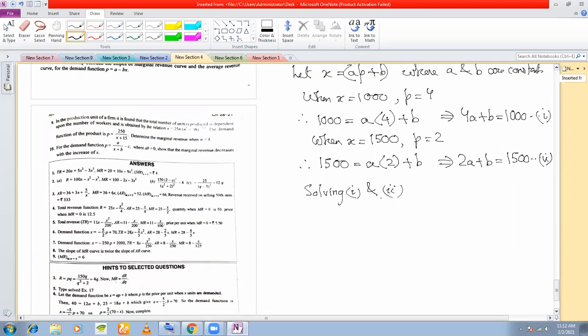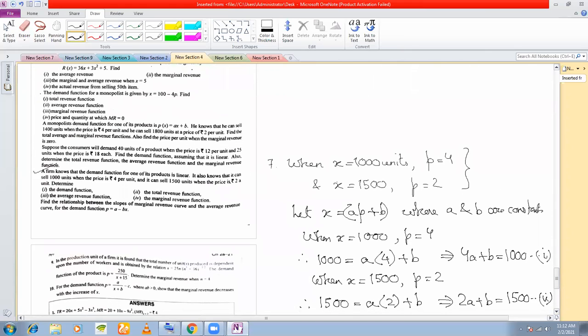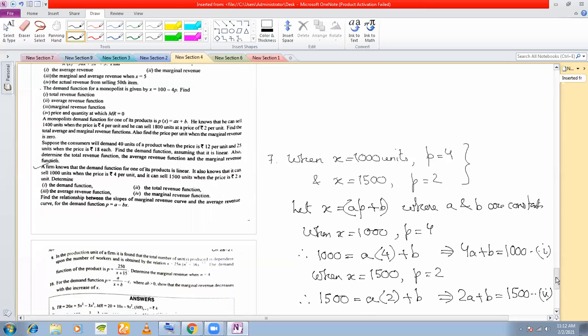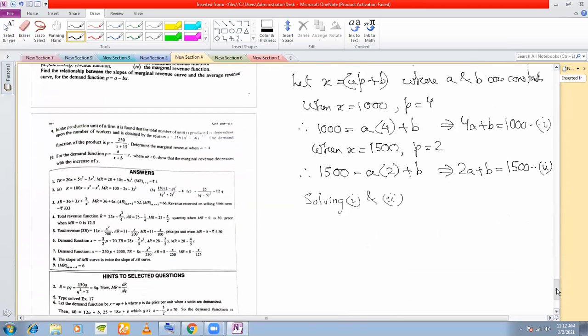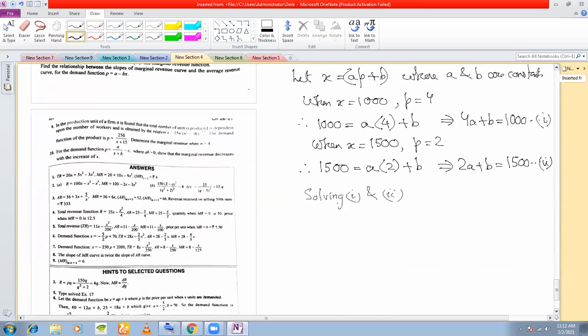We are finding out the demand function here, okay? Because that is the first question. First question is the demand function. The next question is total revenue function. Second is average revenue function, and the fourth one is marginal revenue function. So this is actually just a review of what we have already done. So solving 1 and 2.